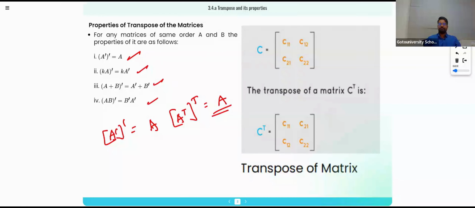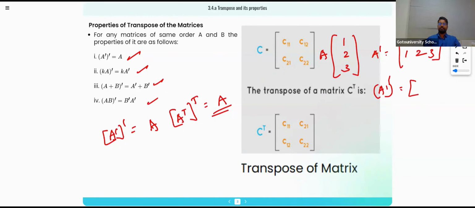For example, see 1, 2, 3. This is the matrix I'm giving you. What is its transpose? Its transpose is 1, 2, 3. Now I want the transpose of the transpose again. What will I get? I'll again end up with the given matrix itself. Isn't it equal to A? Yes, that's what it says. A double transpose, a transpose of a transpose, will give you the same matrix. That's the first one. Fine?